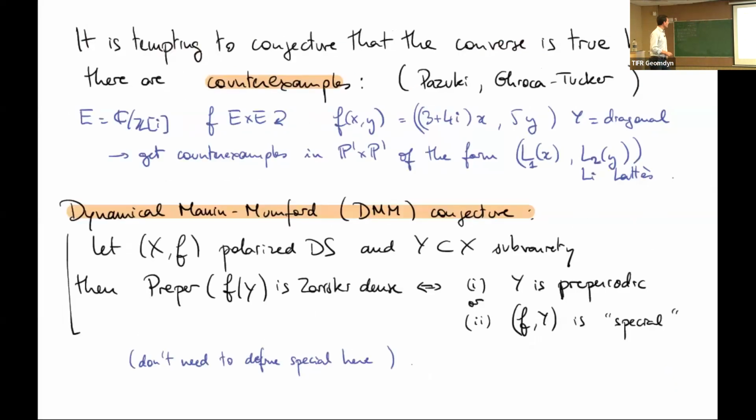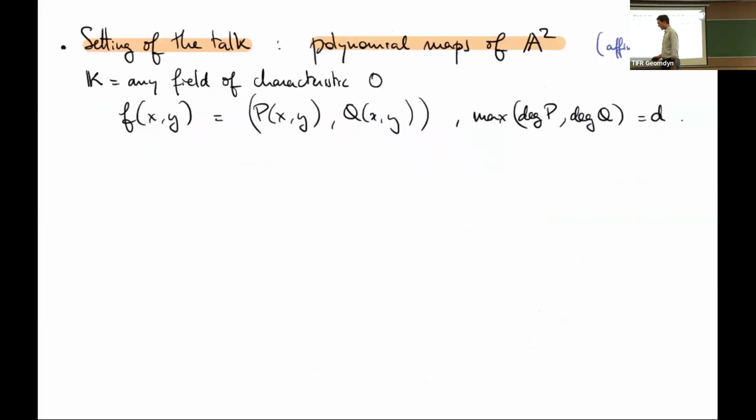Okay, so now I will come to the setting of the talk. So if you got lost in all this algebraic geometry, it's time to come back. The setting of the talk is a very special case of all this: a set of polynomial maps of the two-dimensional plane. Right now I do not specify the field, but many people here are complex dynamicists, so you should think that it is just C squared. But you have to pay attention.